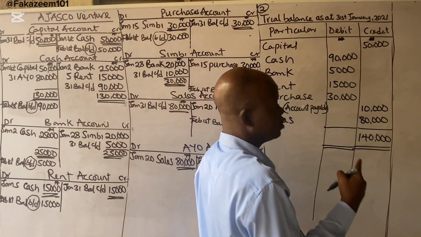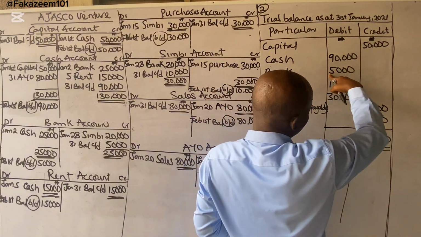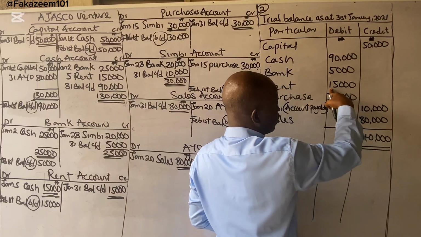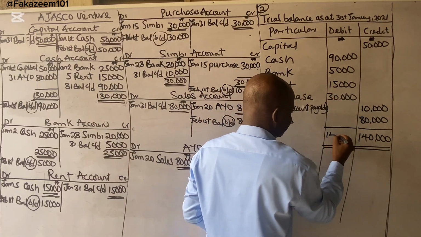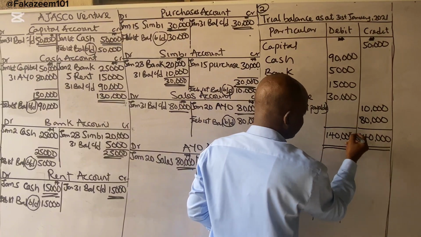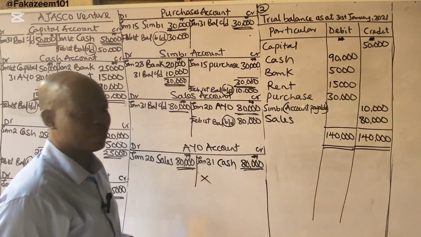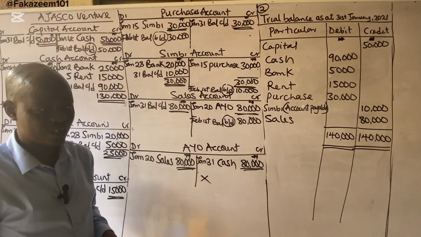Let's look at debit side. 90 plus 5,000, that's 95,000. 95,000 plus 15, that is 110,000. 110,000 plus 30, that is 140,000. The trial balance has shown us that all our posting to ledger are correct, and we have come to the end of this question.